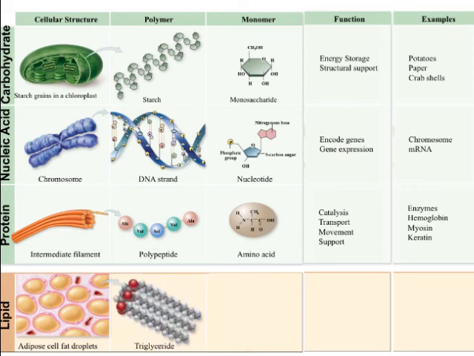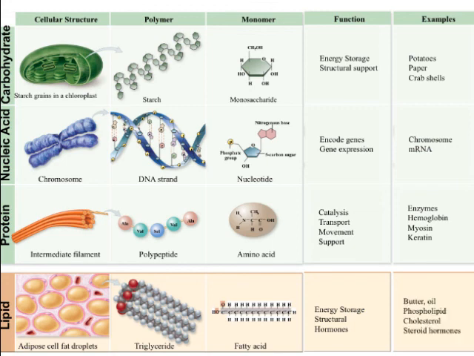Lipids, one example of a polymer in lipids is a triglyceride, which is 3 fatty acid chains joined together by a glycerol. In this case, the monomer will be the fatty acid. Their function is mostly energy storage. They can also have structural functions, such as the lipids found in the cell membrane, and some can act as chemical messengers, such as hormones. Examples of this: butter, oil, the phospholipid in the cell membrane, cholesterol, steroid hormones.